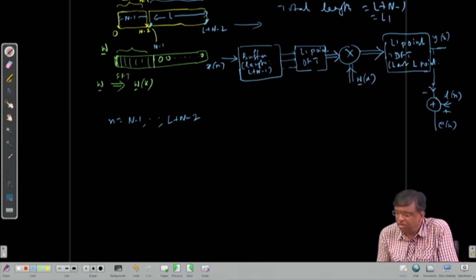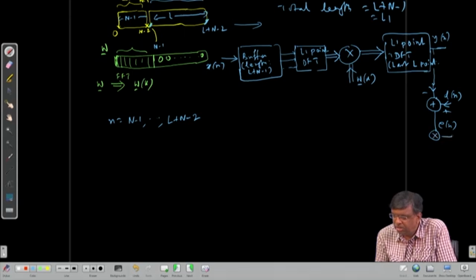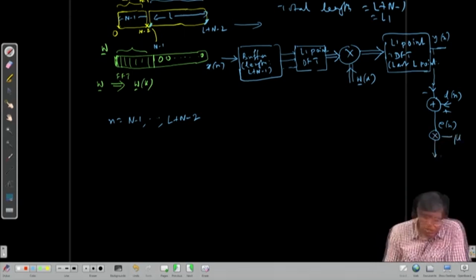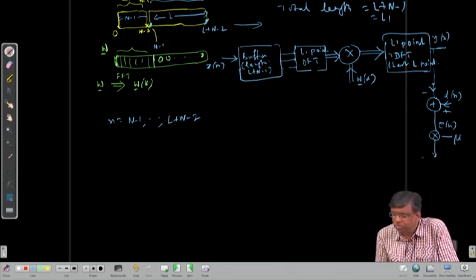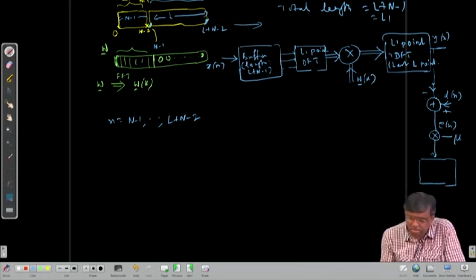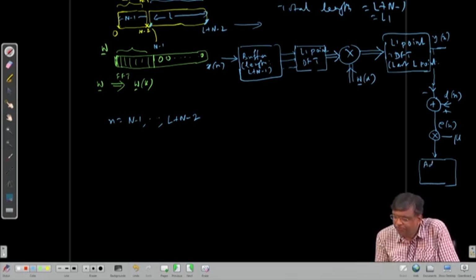Okay. Then I multiply this by mu. These are very standard routine steps. All right. Now I do this, and then I will explain why I am doing this. I form a block. In this block, I add n minus 1 zeros at the front.